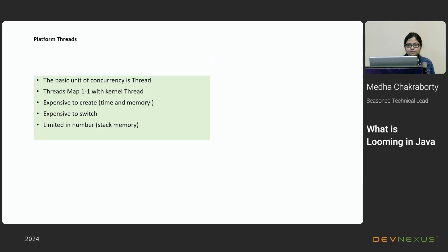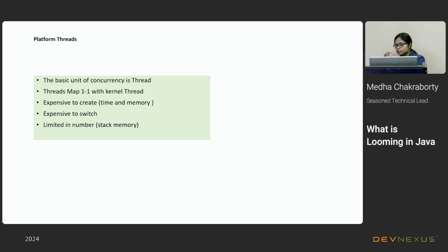Then the next thing is, before coming to virtual threads, what are the problems with the current platform threads? The basic unit of concurrency is a thread, mapped one-to-one with the kernel thread, which I have mentioned, and it's expensive to create.